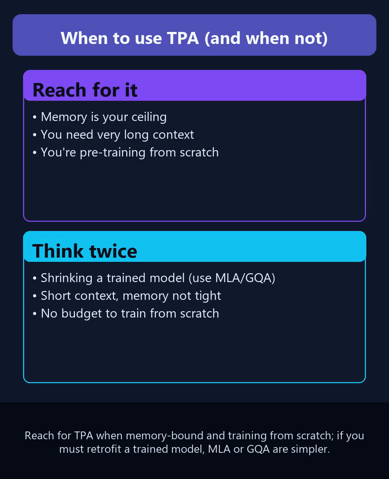So, when should you reach for it? Choose TPA when memory is your ceiling, when you need very long context, and when you are training a model from scratch and can bake it in. Think twice when you just want to shrink an existing pre-trained model without retraining. There, MLA retrofits or plain grouped query attention are simpler. And if your context is short and memory is not tight, standard attention is perfectly fine.